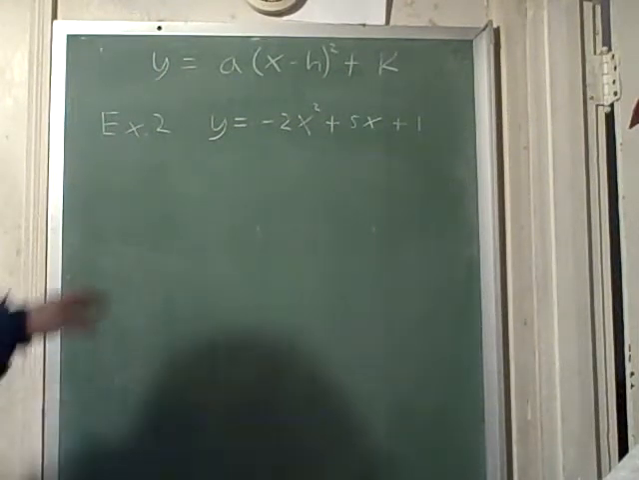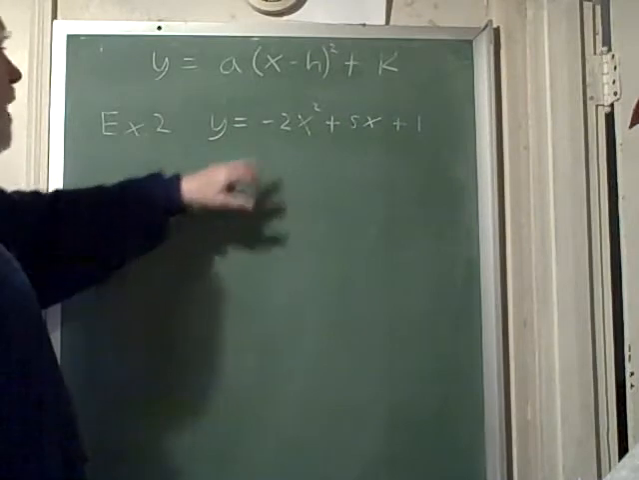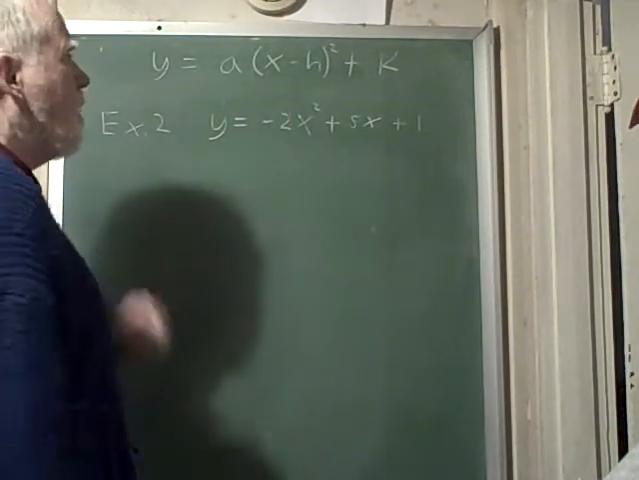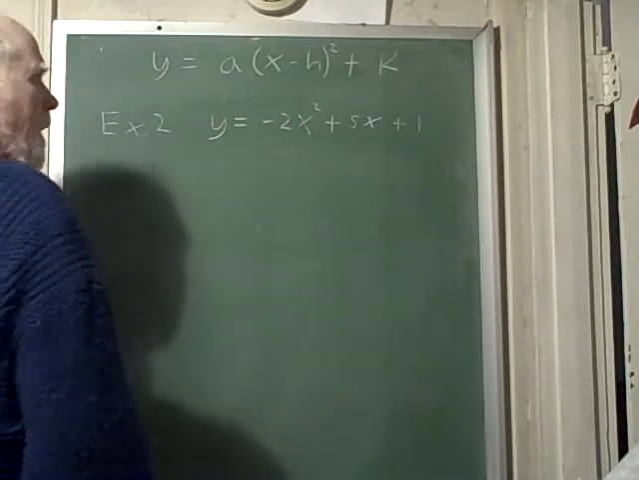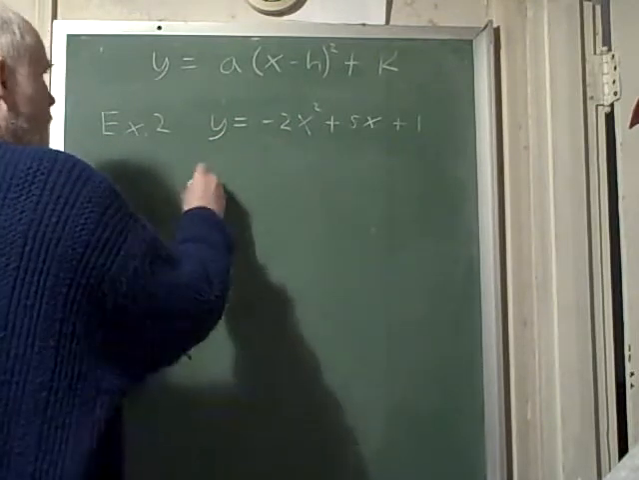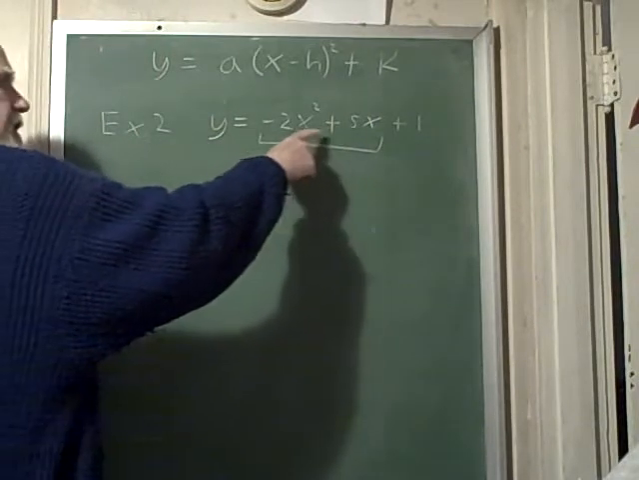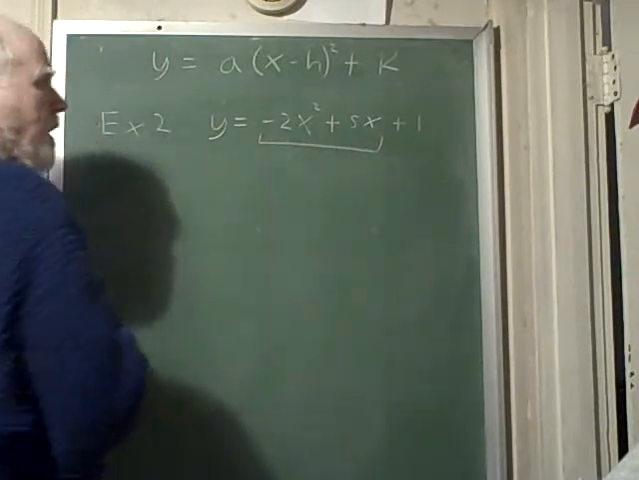In this second example, we're going to complete the square, but we have a little problem. We have a coefficient of -2, and what I really want is a coefficient of 1 there. So what I'm going to have to do is, remember, I'm going to complete the square on these two terms. I'm going to have to factor this -2 out of this binomial here.